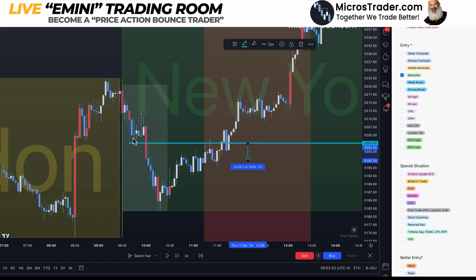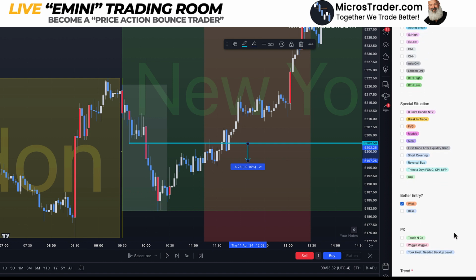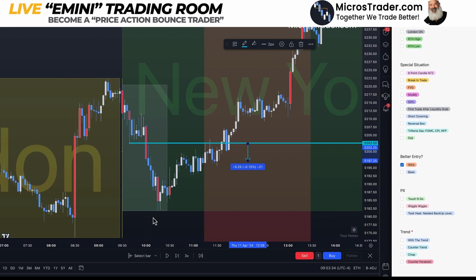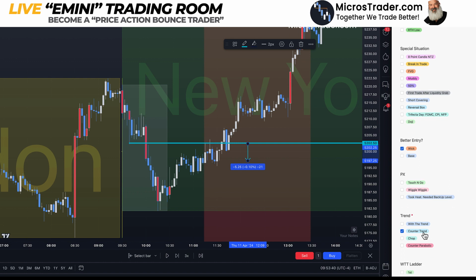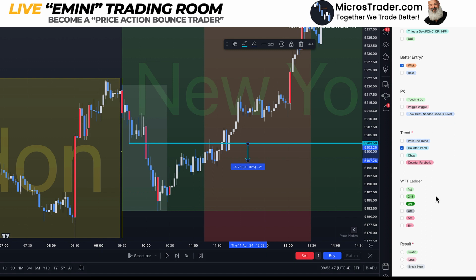It is not the prettiest, though. I can't even mark whether it was better to do the base or the wick. In this case, obviously the wick. But boy, that's tough. I'm not going to say the 8-point candle land. This is totally counter. Why? 1 ladder, 2 ladders. I don't know, 2 or 3 ladders up. So total counter. Certainly not counter parabolic. This one, that overnight high might be counter parabolic.